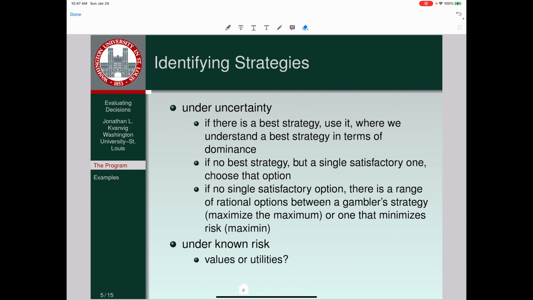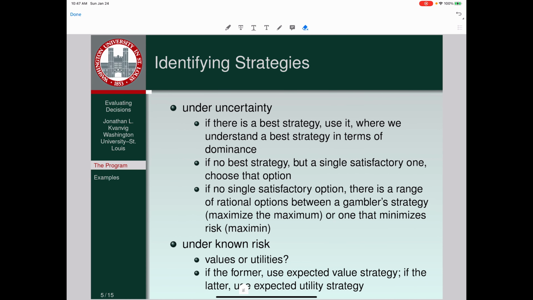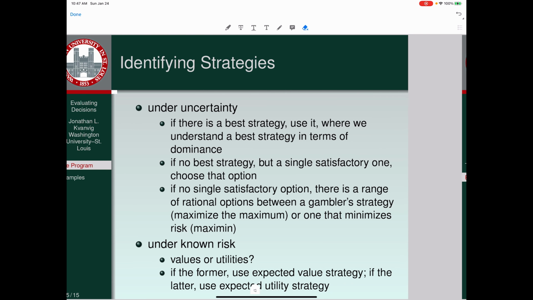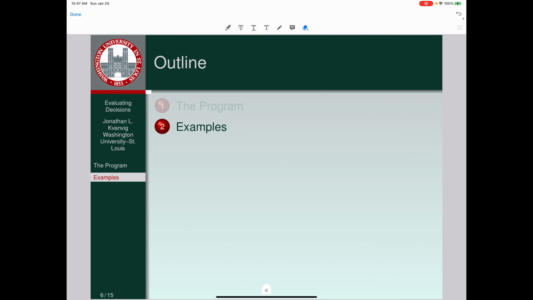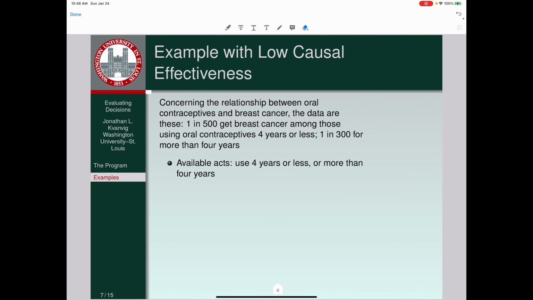If we have known risks involved, so if we know something about the probabilities of the various states of the world, then we have a question on whether to model our decision in terms of monetary units or the more generic preference orderings involved in a utility scale. If the former, you use expected value strategy. If the latter, you use the expected utility strategy. So let's apply this program to a couple of examples.